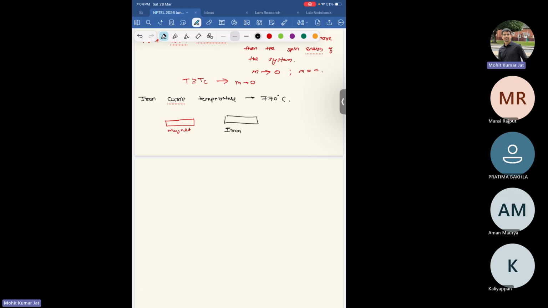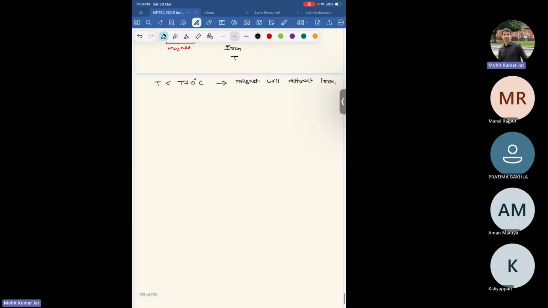if T is a temperature, and T is less than 770 degrees centigrade, the magnet will attract iron. Right? This is the case at room temperature. When we take our magnet and keep it near the iron, it pulls the iron, and we feel the force of attraction between the magnet and the iron bar or any metallic system.